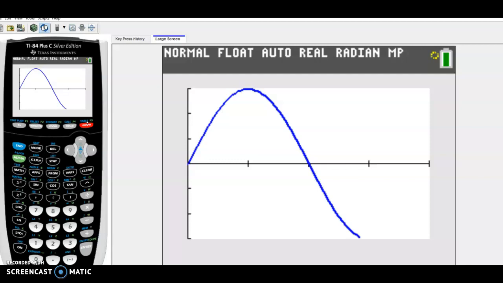So the amplitude should be easy enough. That's just how much taller it's going to get. And then period, think of it as that horizontal stretch or shrink and that quick, easy formula for it.